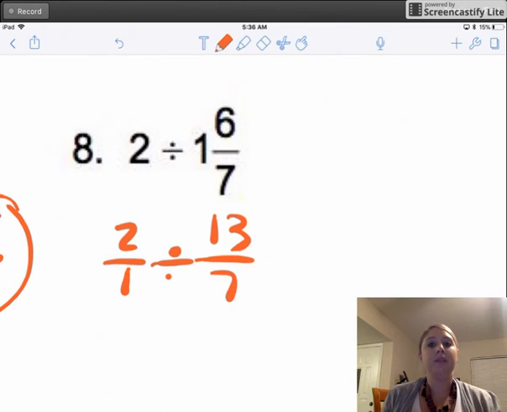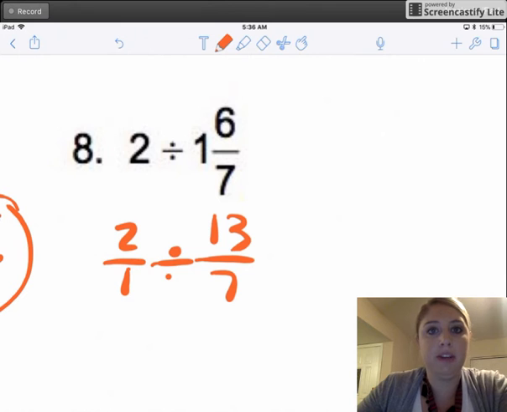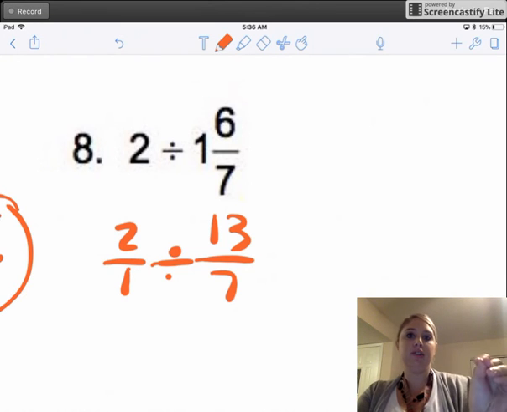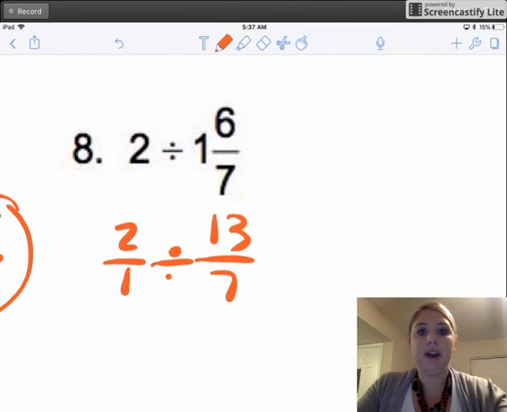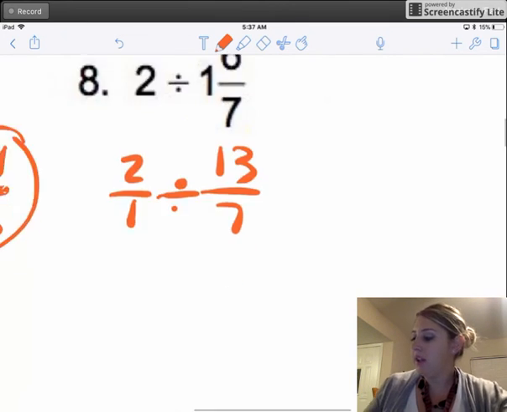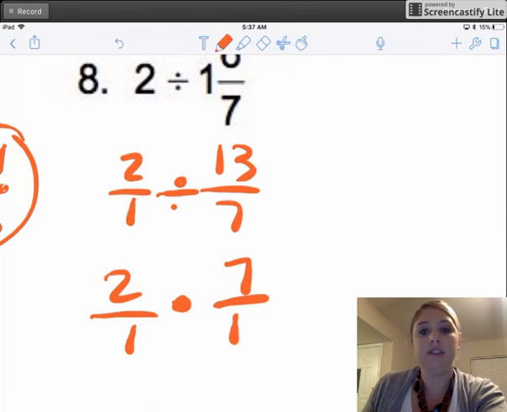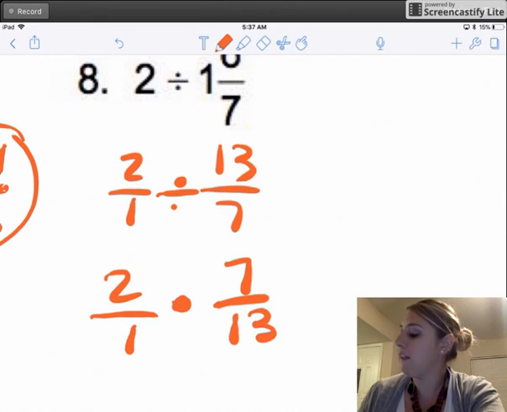Now, I think one of the common things that people forget to do is to make it an improper fraction, then you do skip dot flip. So when we had that whole number 2 at the beginning, don't forget that that's really just 2 over 1. Any whole number can be written as a rational number by dividing it over 1. So I have 2 over 1 divided by 13 over 7 when I made it mad. So now skip 2 over 1, change this to a dot, change this to a 7 over 13, and now you can multiply straight. I don't see anything I can cross simplify, so I'm good.